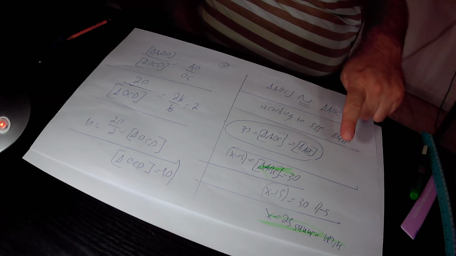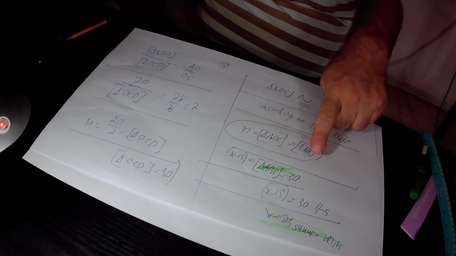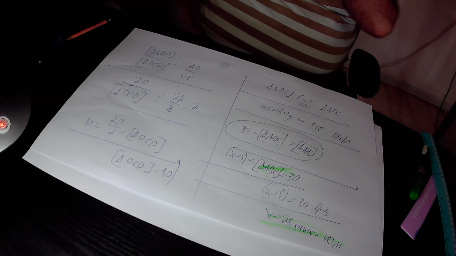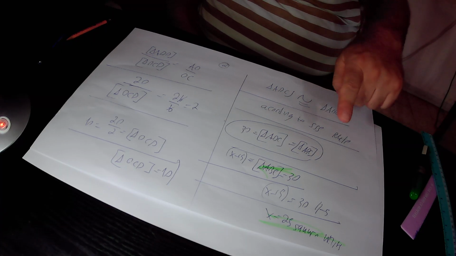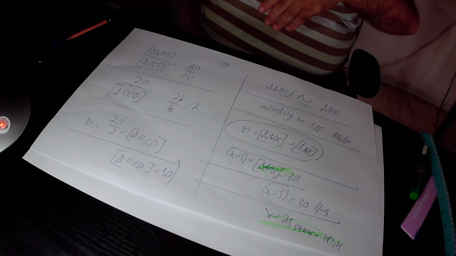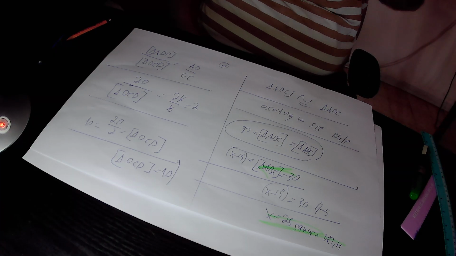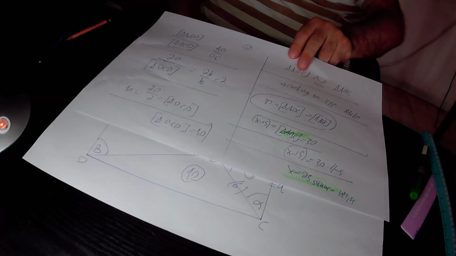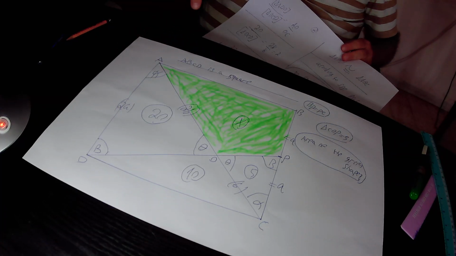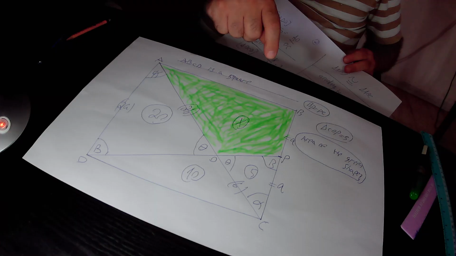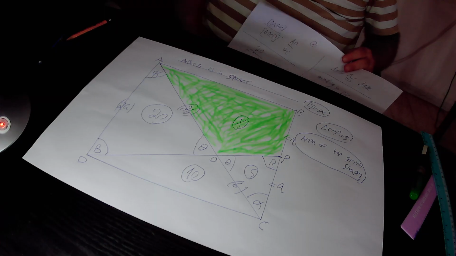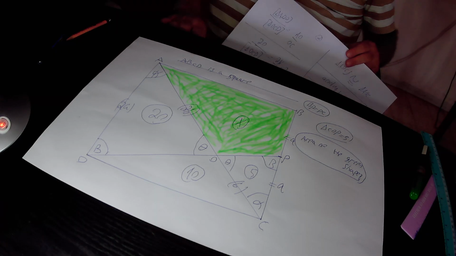And from this equation, we derive that x plus 5 equals 30. Here we subtract 5 from this equation, and we find that x equals 30 minus 5, that is 25. So in total, we found out that the area of this green shape, that is x, is equal to 25 square units. Okay, thank you very much.